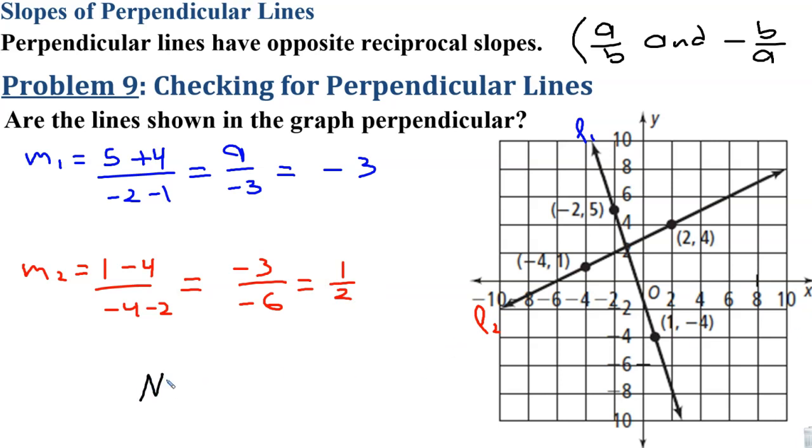Okay, in this case, I'd say no, these two slopes are not opposite reciprocals. The opposite reciprocal of -3 would be positive 1/3. If I take the -3/1, change the sign, flip it upside down. And the opposite reciprocal of 1/2 would be -2/1. These are not opposite reciprocals, so that's how we know that these lines are not perpendicular.